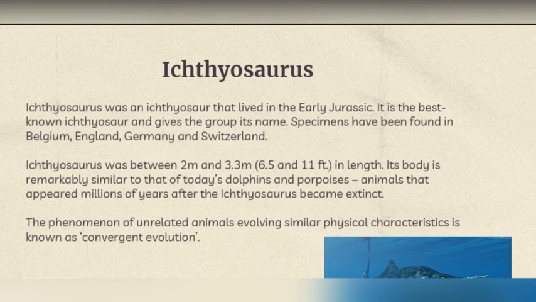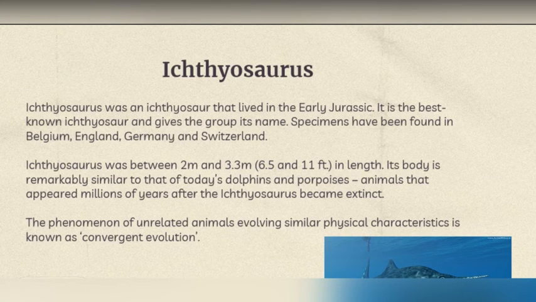Ichthyosaurus. Ichthyosaurus was an ichthyosaur that lived in the early Jurassic. It is the best known ichthyosaur and gives the group its name. Specimens have been found in Belgium, England, Germany and Switzerland. Ichthyosaurus was between 2 meters and 3.3 meters, 6.5 and 11 feet, in length.